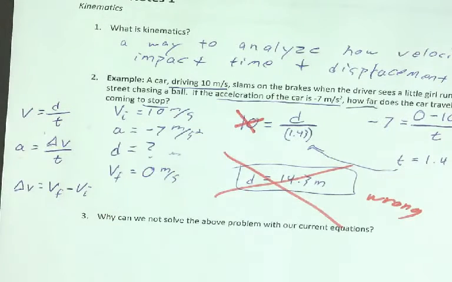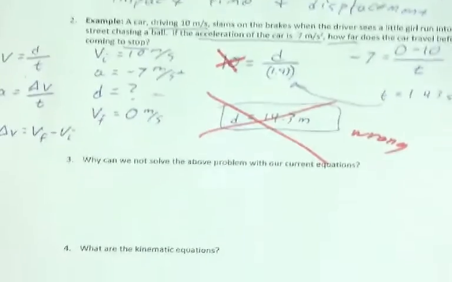And you might be saying to yourself, well, isn't 5 the average then? But maybe, but how do we know for sure? I don't know how long. Am I doing consistent acceleration? There's not a good way to do this. And so why can't we solve the problems with the current equations?